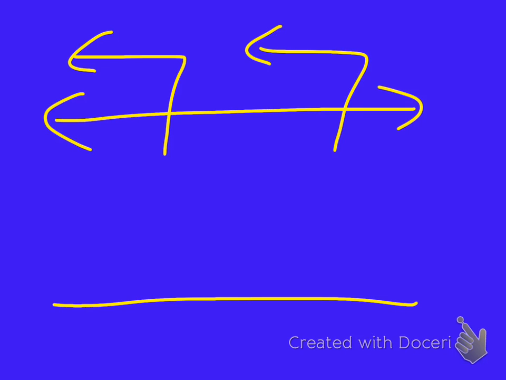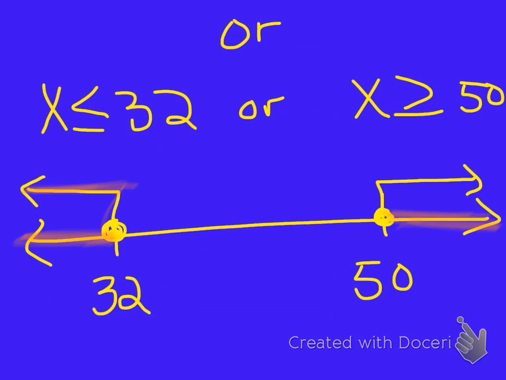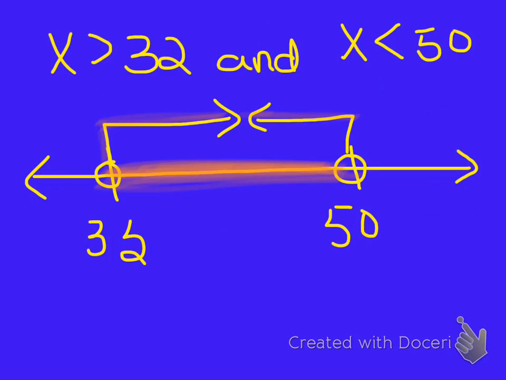I want you to notice that we are not ever going to have a graph that goes both like that, or a graph that goes both this direction. They're either going to come apart or together.